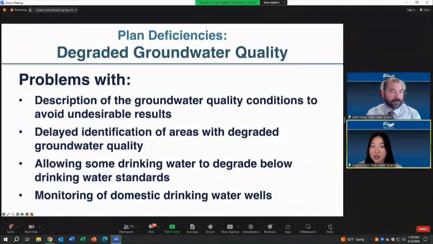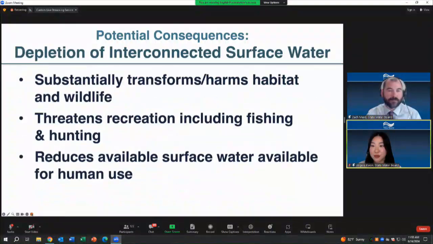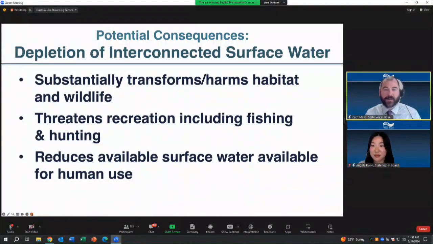Now, Zach will speak to depletion of interconnected surface water. Once again, thank you, Angela. And thank you to everyone for your continued patience.